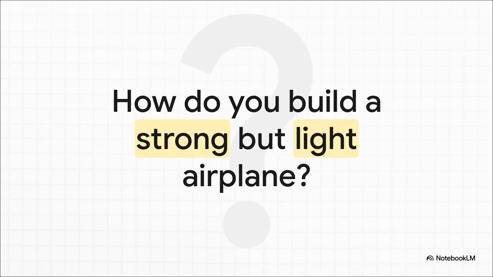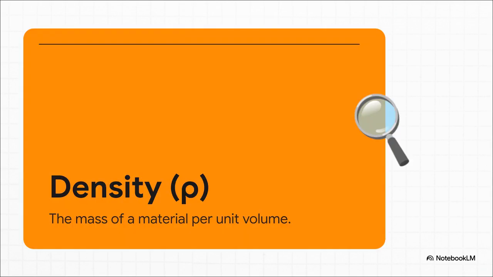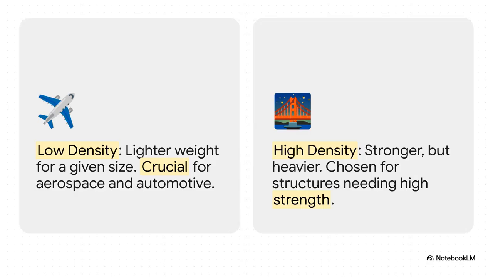This right here, this is the classic aerospace dilemma. You need something unbelievably strong to handle the forces of flight, but every single ounce you add makes it harder to get off the ground and costs more fuel to keep it up there. And the answer? It comes down to one single property: density. It's a pretty simple idea, right? It's just how much stuff is packed into a certain amount of space. But for an engineer, lower density means less weight. And that changes everything.